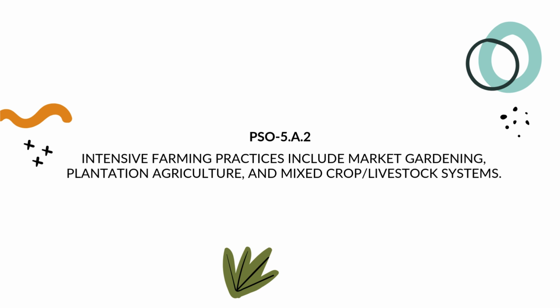All right, so intensive farming practices. Intensive agriculture includes market gardening, and this is small-scale farms growing fresh fruit for local markets. Plantation agriculture is a large farm focusing on cash crops like coffee, cotton, or sugar. And then you have mixed crop and livestock systems, and these are farms that grow crops and raise animals together to optimize efficiency.